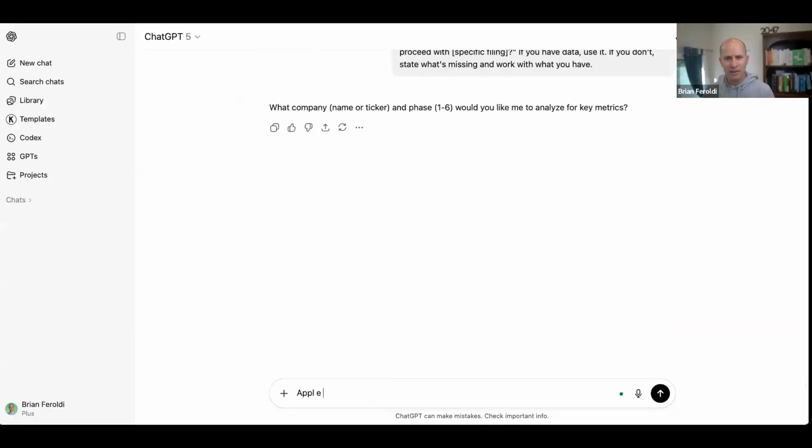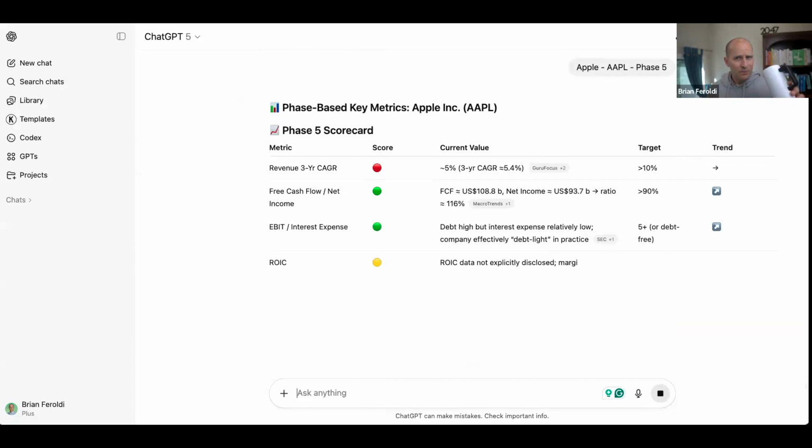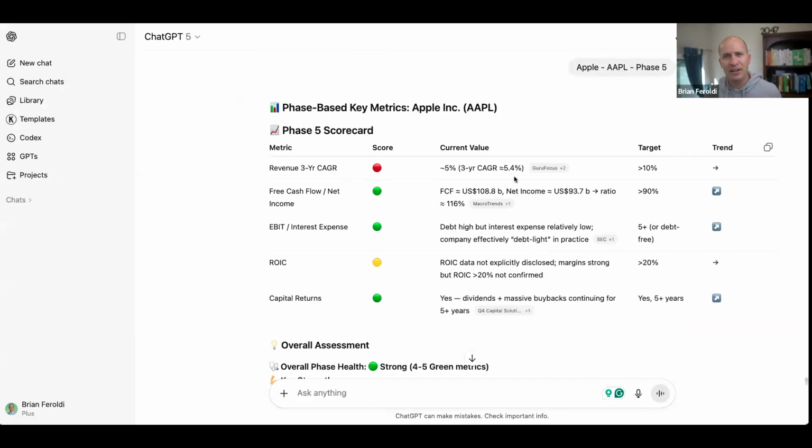So what company? Apple. We're going to put in AAPL, and I'm also going to say this is a Phase 5 company. All right, it's going to be using the 2024 numbers. All right, well, so far, at least the top one is correct. So it says revenue growth is a red. It's currently about 5%, a 3-year growth rate of 5.4%. That's well below the 10% target. So I think that is spot on. Free cash flow conversion, this is green. Free cash flow was higher than net income. Very impressive. Great to see.